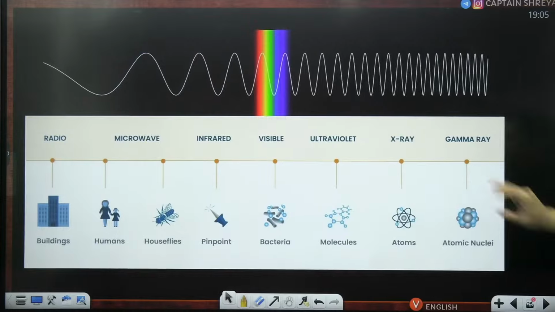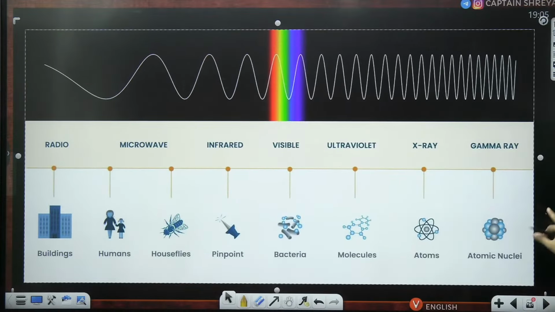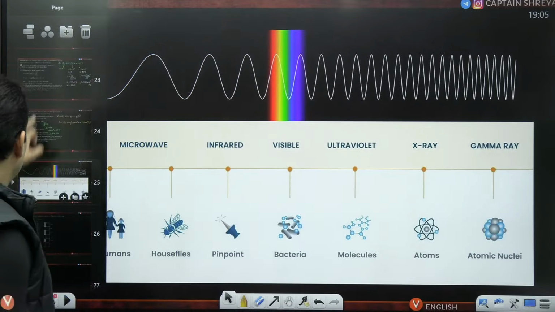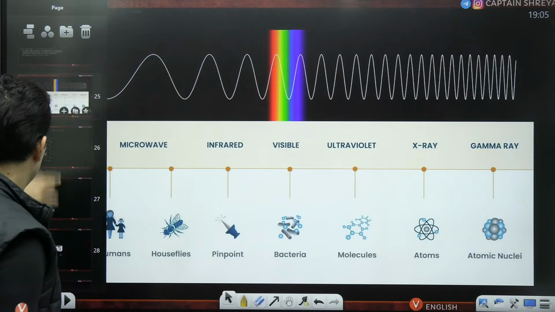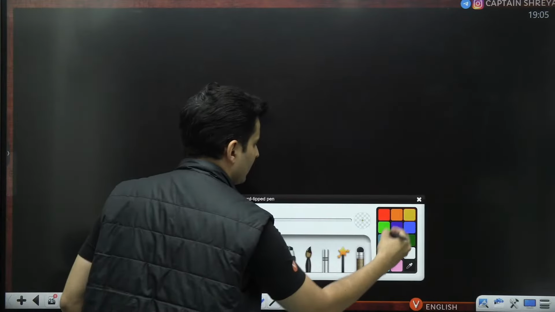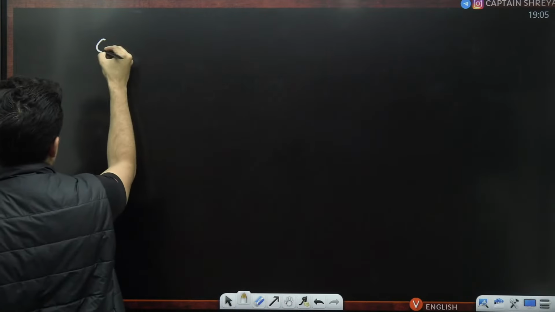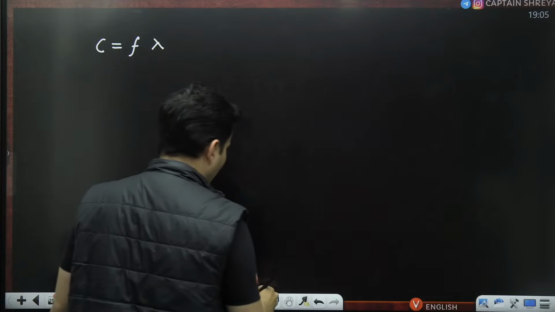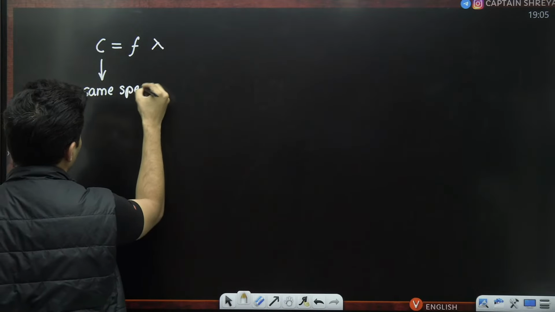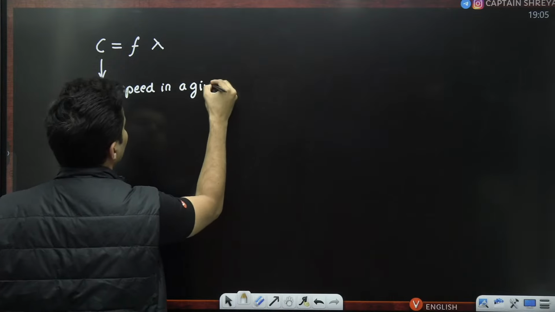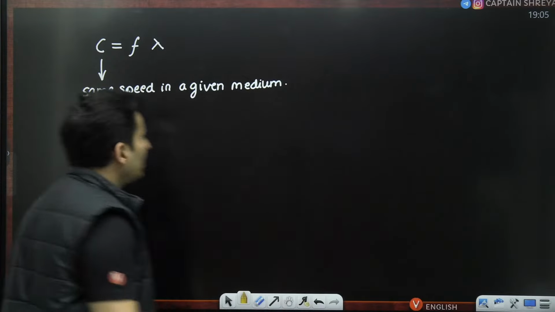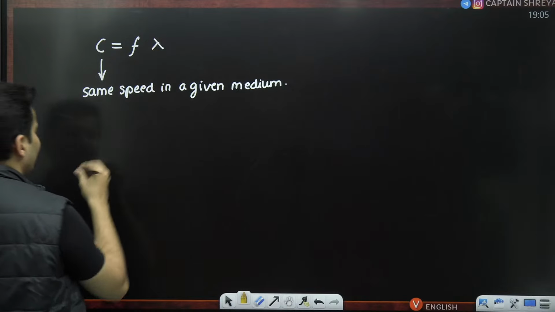Look at this. This is a beautiful diagram to explain what the electromagnetic spectrum is. You should realize by now from all these discussions that since speed is equal to frequency times wavelength, and all of the electromagnetic waves have the same speed in a given medium, if something has very low frequency, it will have very high wavelength.